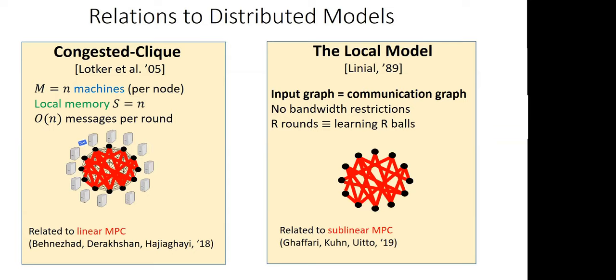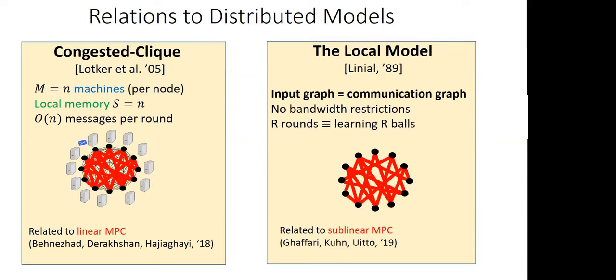So in this sense, the LOCAL model is kind of easier than the congested clique. We have no bandwidth limitation, but we are restricted by locality. In r rounds, the best that we can do is just to collect the topology of our r-hop ball. Recently, Ghaffari, Kuhn, and Uitto showed that this model is very much related, I'll say more about it, to the sublinear MPC model. Okay, so these are the connections to what we know.